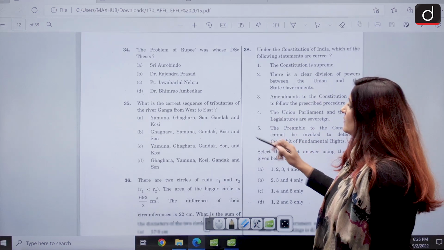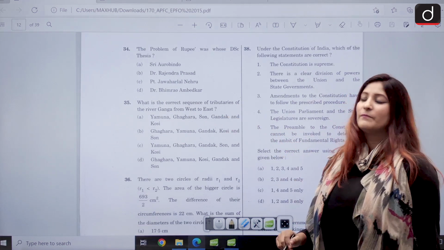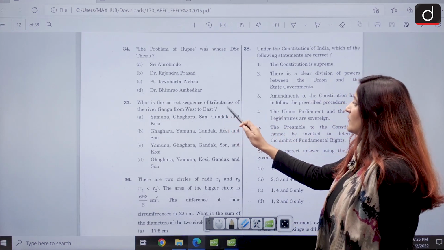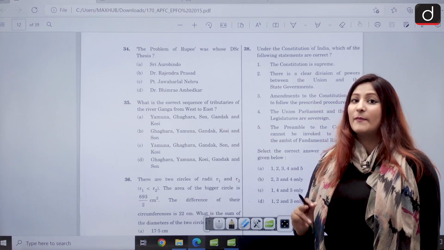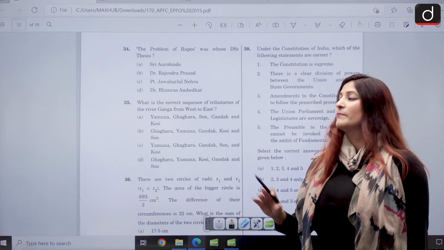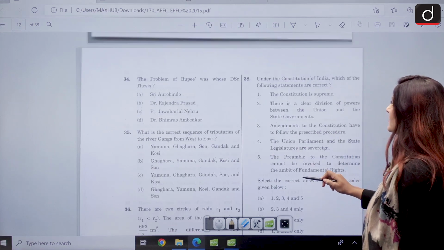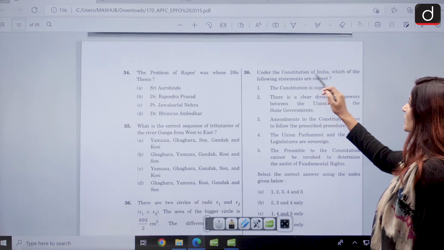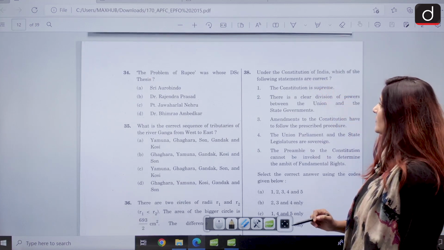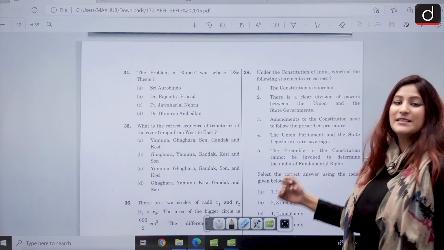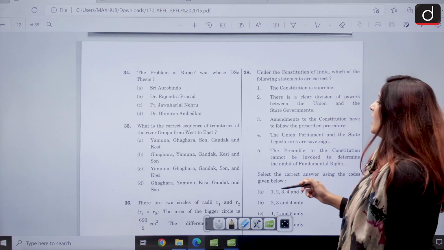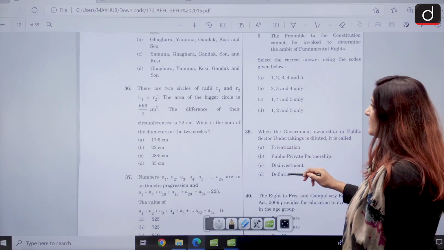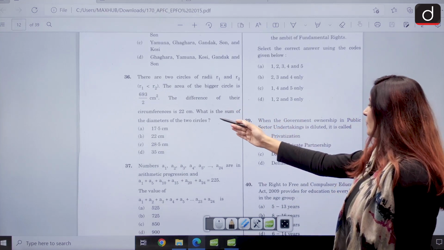Then here comes geography. What is the correct sequence of tributaries of river Ganga from west to east? If you're preparing with the help of maps and you're watching the series News on Map, then you will be able to do this question. Constitution of India. Under the Constitution of India, which of the following statements are correct? Statements have been given. Constitution of India, that means GS paper 1. So again, similar. Maths question is over here.